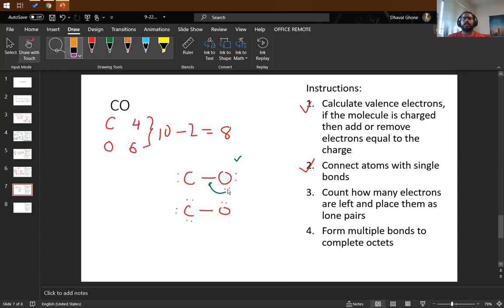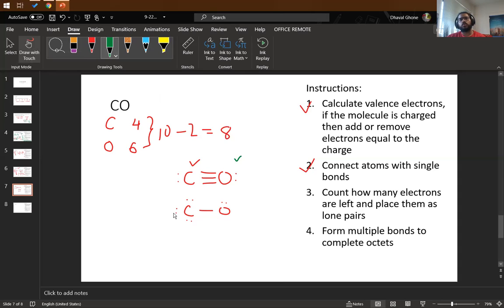And so what I get with that is a triple bond. And so if I count now, oxygen has 1, 2, 3, 4, 5, 6, 7, 8 electrons, so it's satisfied. Carbon has 1, 2, 3, 4, 5, 6, 7, 8 electrons. That's satisfied too. Okay. If you went through this path, that's fine too.